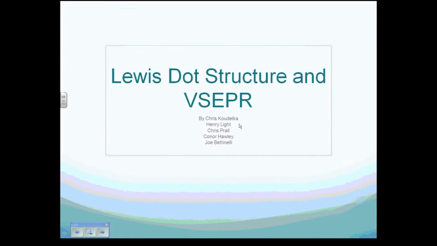We are reviewing the theory of VSEPR and Lewis dot structures. VSEPR stands for valence shell electron pair repulsion. Lewis dot structures are necessary for understanding VSEPR and the structure of compounds and ions. So let us begin.